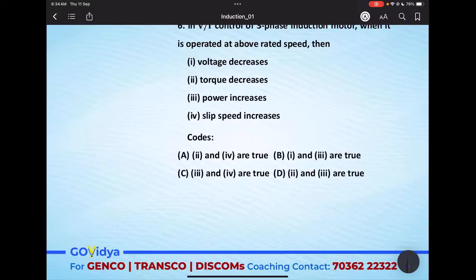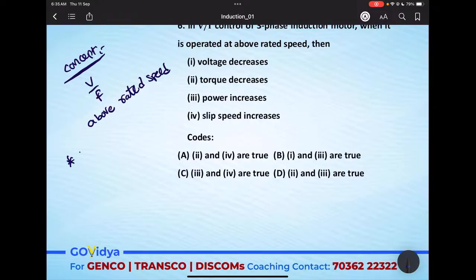The next question is about V by F control of a three-phase induction motor, when it is operated at above rated speed, then. Okay, so the concept is about V by F control and above rated speed. So for this condition we need to understand what the different points are. Okay, for above rated speed, V is going to be maintained as V rated and frequency is going to be changed.